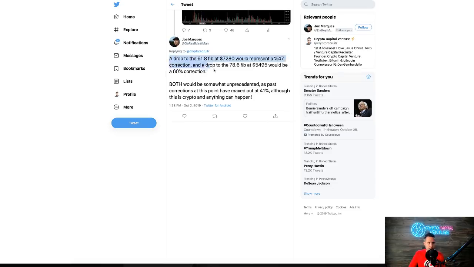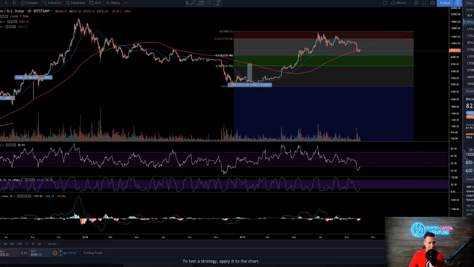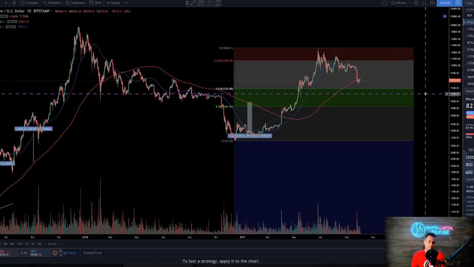Joe said, a drop to the 618 fib at 72.80 would represent a 40% correction, and a drop to the 786 fib at 54.95 would be a 60% correction. Both would be somewhat unprecedented, as past corrections at this point have maxed out at 41%. Although this is crypto, anything can happen. Totally agree with that last point. This is crypto. He laid out the numbers really nicely, right?